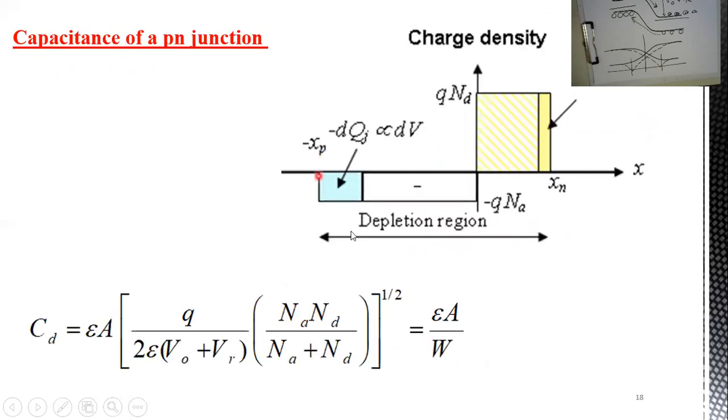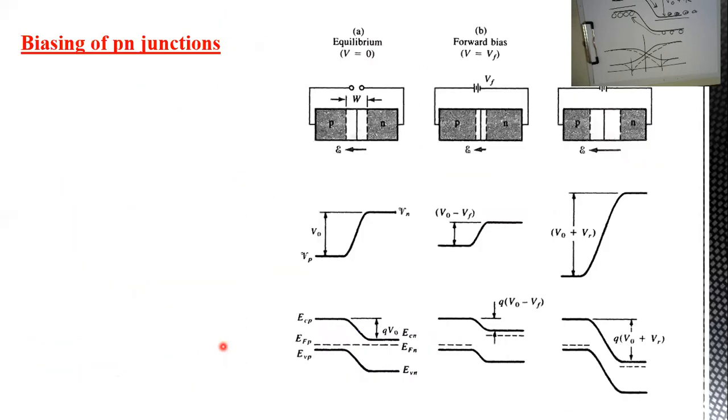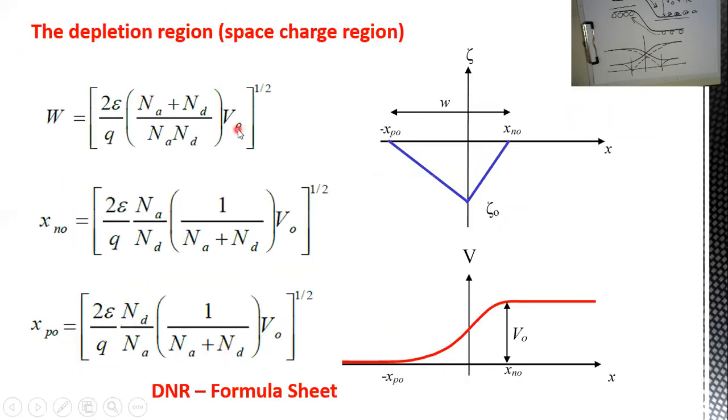So in the reverse case, your capacitance will have V naught plus VR, which is basically in the W equation, you replace V naught by V naught plus VR. And of course, in the forward region, you will replace this V naught by V naught minus VF. But a very important question comes now.